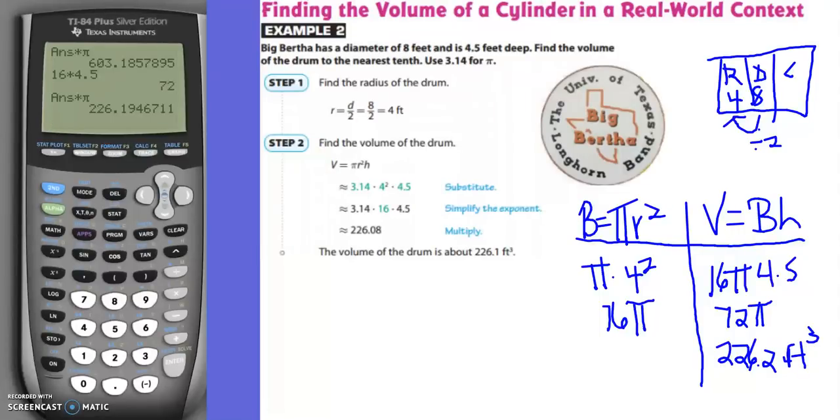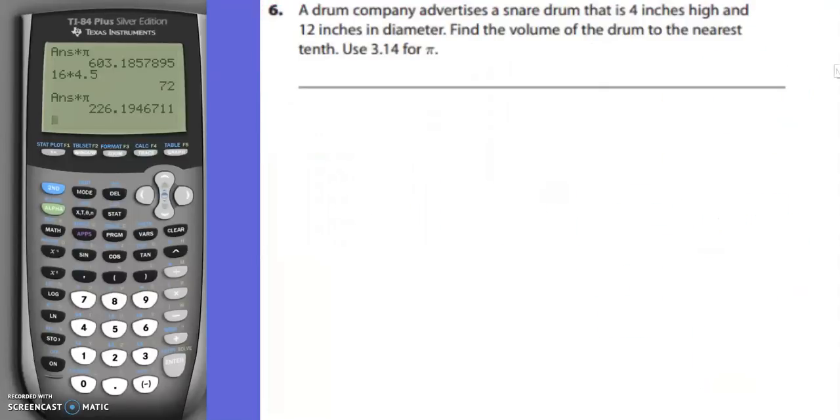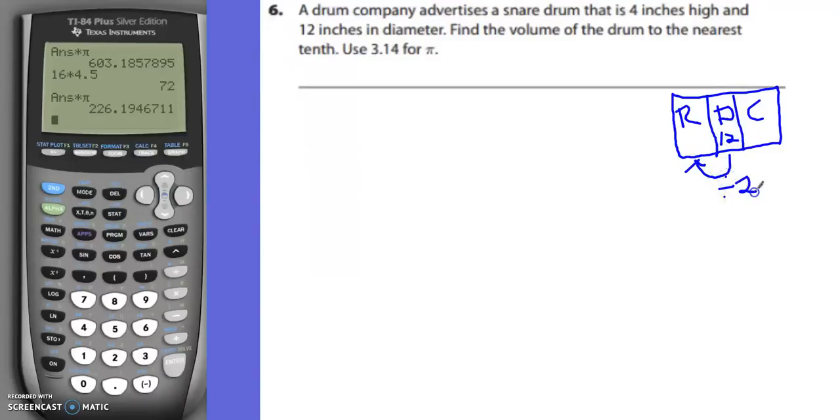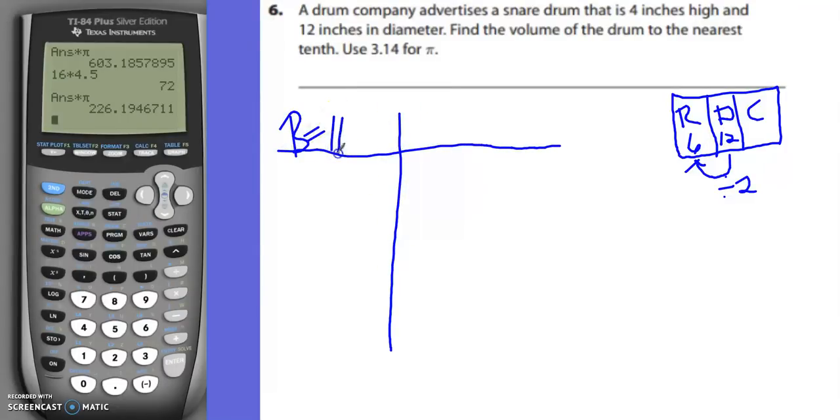Alright, let's take a look at the last one, number 6. A drum company advertises a snare drum that is 4 inches high and 12 inches in diameter. Find the volume of the drum to the nearest tenth. So first we're going to do an RDC table. So the diameter is 12. To go from diameter to radius, you're going to divide by 2. So we're going to find the area of the base, pi r squared. Volume equals big B times h.